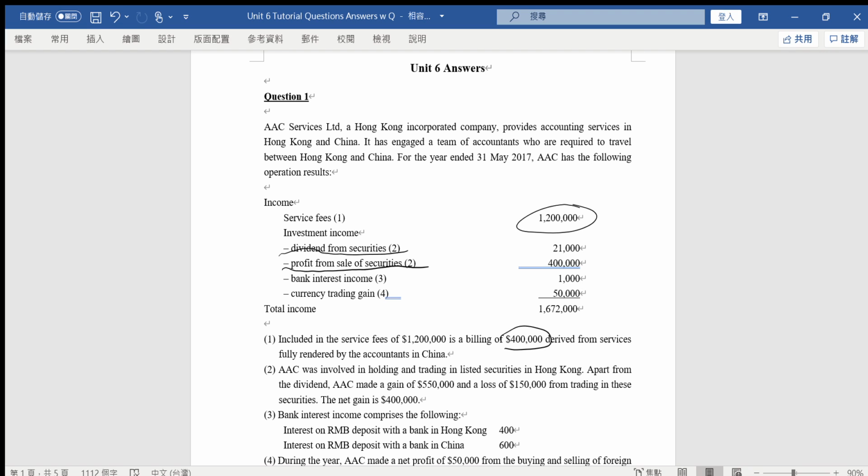dividend, 21,000. Now, I have already discussed dividend: there are three reasons that it will not be subject to Hong Kong profit tax. Still remember that? The first one is dividend is being paid out of a taxed profit, to avoid double tax. It won't be taxed again. Second one, the dividend is being classified as investment.